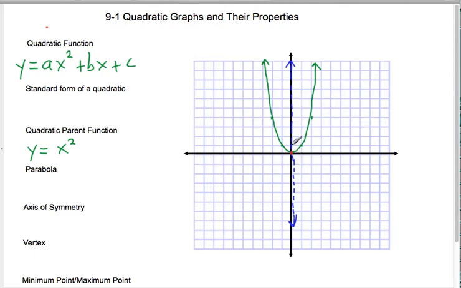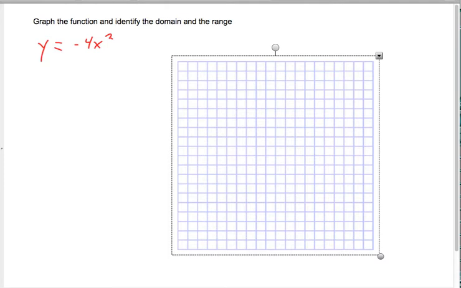The vertex also shows the minimum point and the maximum point. So in the case of a U, this would be the lowest point on the graph here, and if it were an N shape, and I'll just put an N shape over here, then the vertex would be the maximum value of y. Alright, so let's graph some of these. Y equals negative 4x squared.